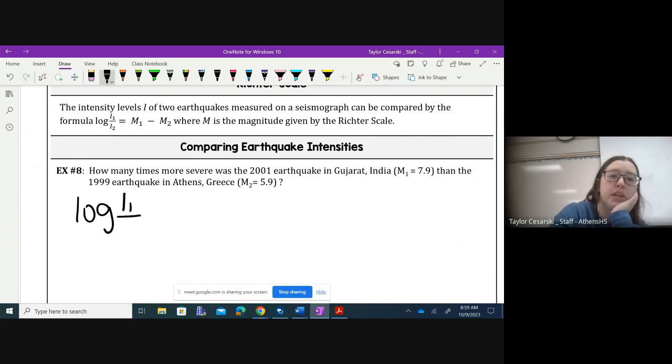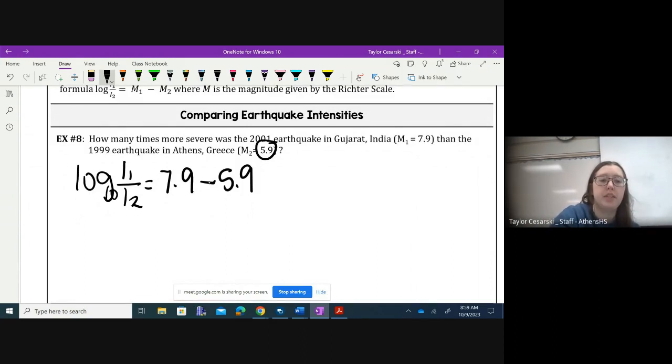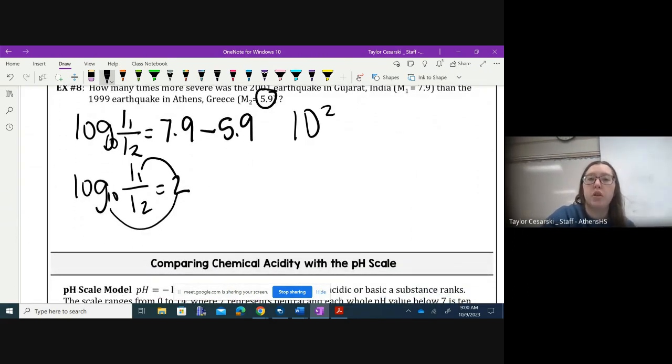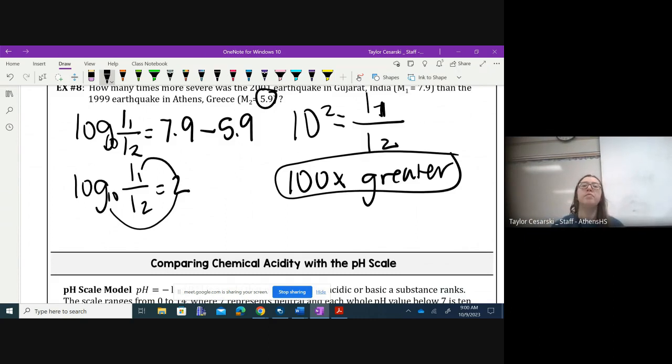This is not a formula that you need to memorize by any means, but you do need to be able to apply it. So M1 was 7.9 minus M2, which was 5.9. All right, remember this really has a base of 10, so I have log base 10 of I1 over I2 is equal to 2. So if I put this back into exponential form, I get 10 to the second equals I1 over I2, which is 100. So it was 100 times greater. Okay, so even though the magnitudes are only 2 away, that really represents 100 times greater on this Richter scale.